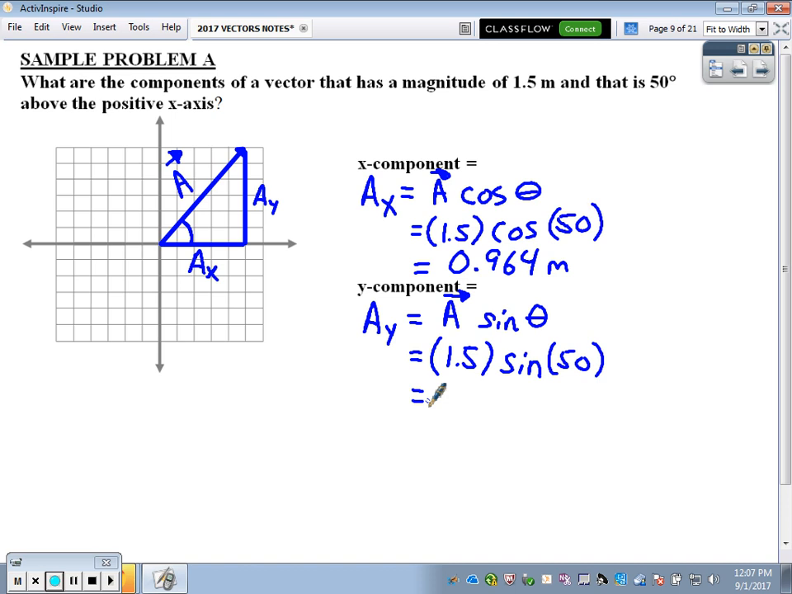Isabella, got a good answer? Units? Okay, 1.149 meters. Let's do our check here. Should that be a positive y component? Yes.